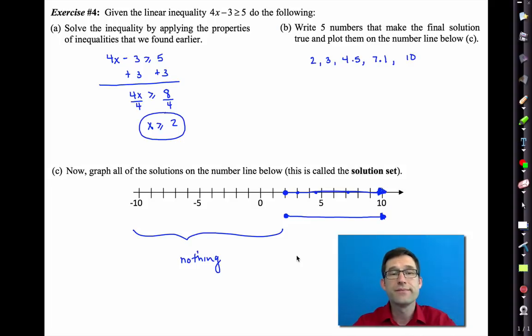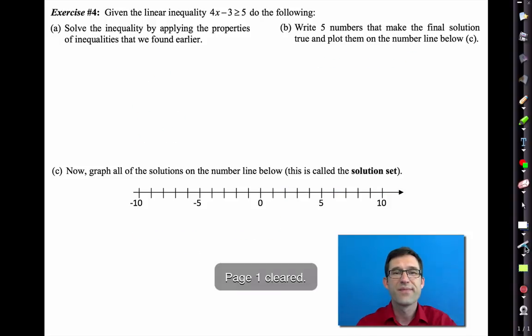That's simple enough. I am going to clear this out, and then we'll go on and do some more. All right, all gone.